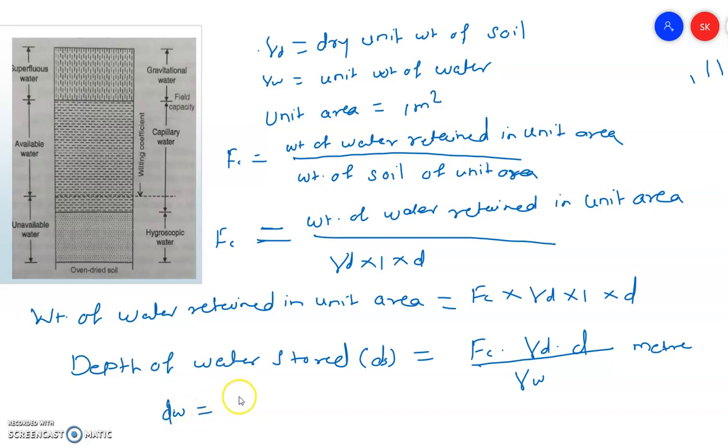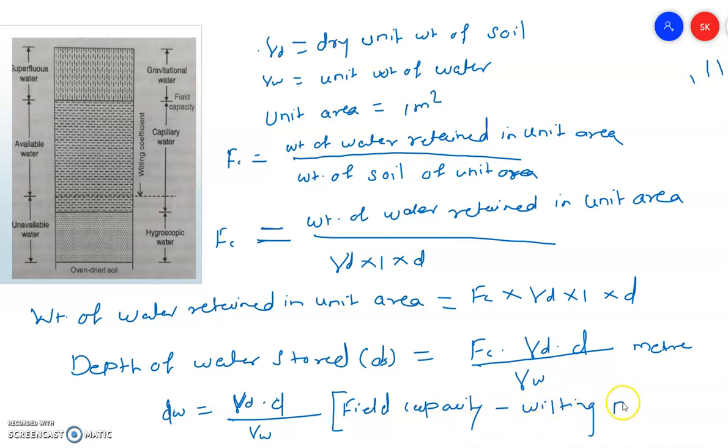So dw is equal to gamma d, the dry unit weight of the soil, into d, the root zone depth, divided by gamma w, into the bracket field capacity minus wilting point. Now how it has been developed, that we will discuss.